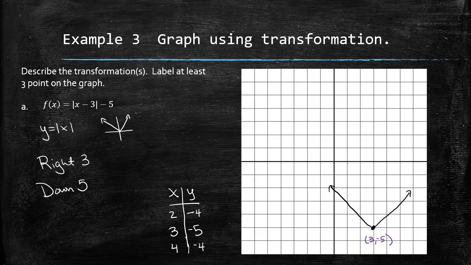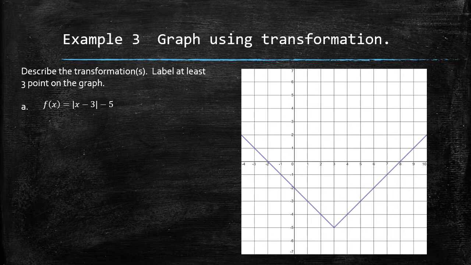And we can see from the graph that the y value is -4. You could always check it by plugging it in. So 2 minus 3 is -1. The absolute value of -1 is +1. And then 1 minus 5 is -4. Okay, so there's the graph drawn on Desmos.